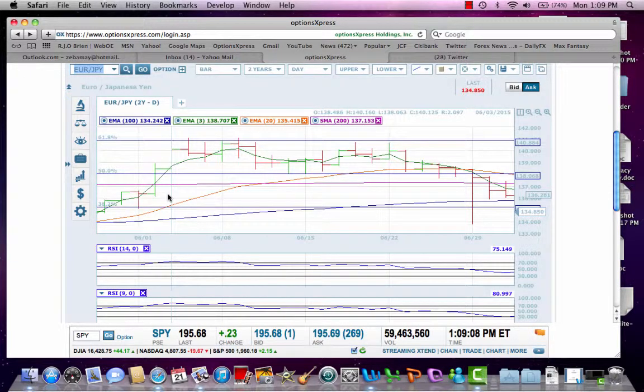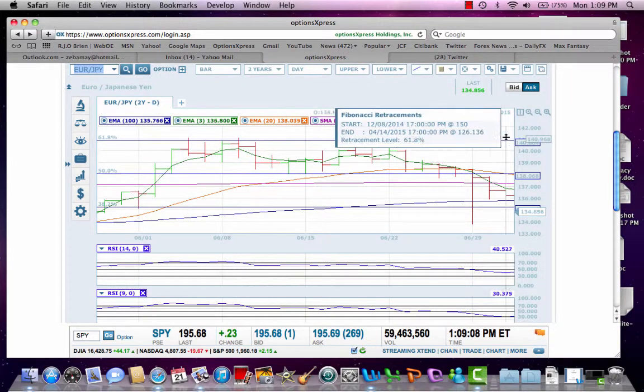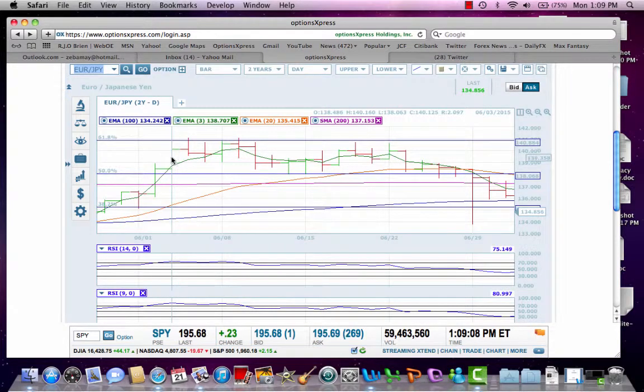So what I would do is take the Fibonacci level. As you can see, we're going right up against that Fibonacci level of 61.8, which is right around 140.88. You can see it right here. And I would go ahead and probably leave an order at 140.85 to sell euro yen.